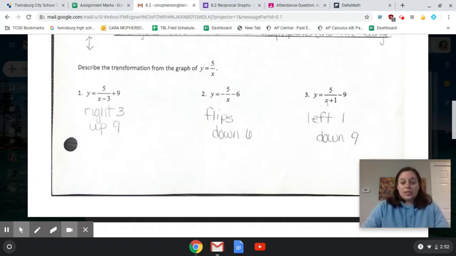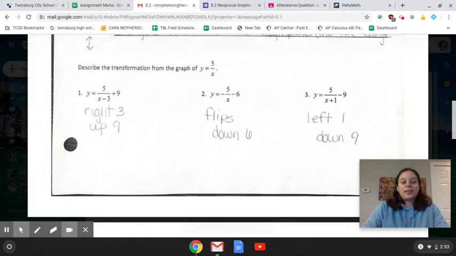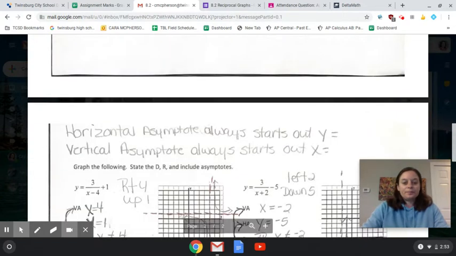And then this one goes left 1 because of the plus 1, and then down 9. This one does not flip. So those are just very descriptive, and I'm going to do a lot of things like that on Google Form rather than have you draw things.